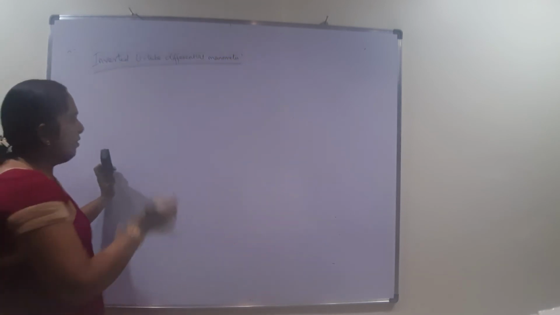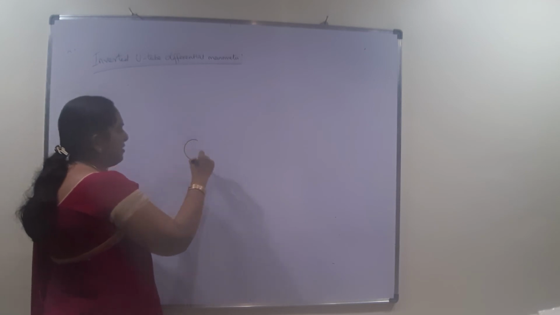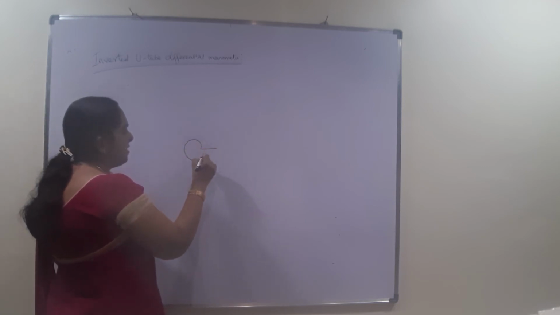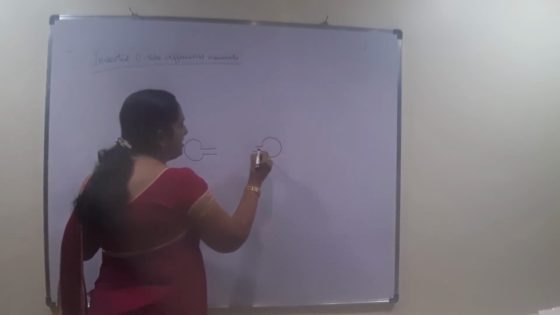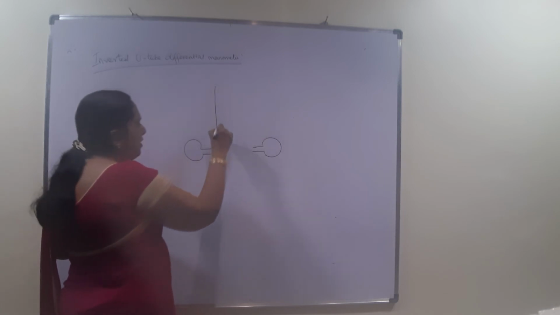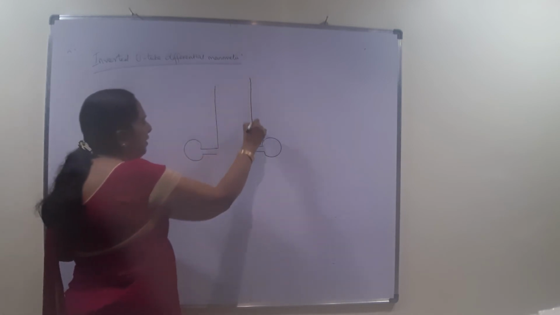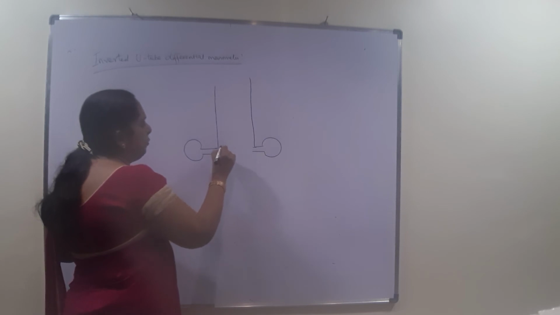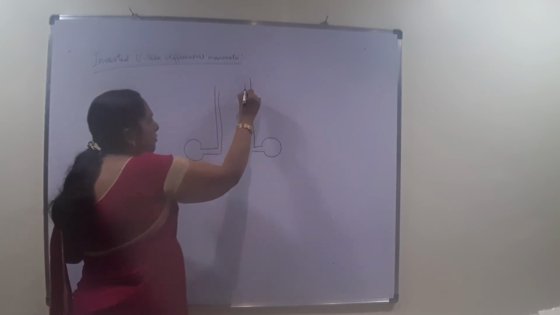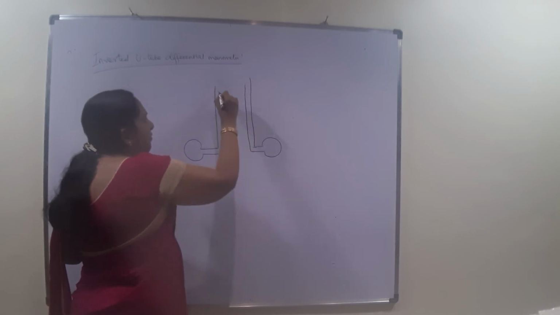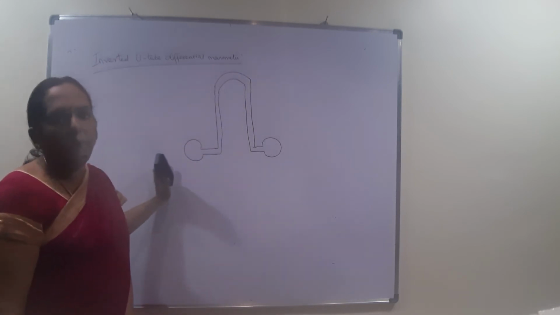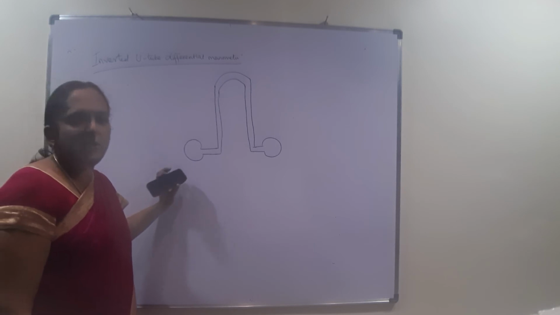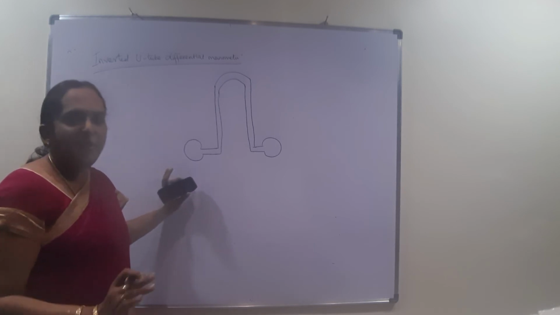For simplicity we are considering that these two pipes are at the same level. But it is inverted. That is why it is called an inverted U-tube manometer. So what is the use of this inverted U-tube manometer? If we want to find very low pressures, or we can say vacuum pressures, in such cases we will go for this inverted U-tube manometer. So this is very useful for finding the difference of low pressures.